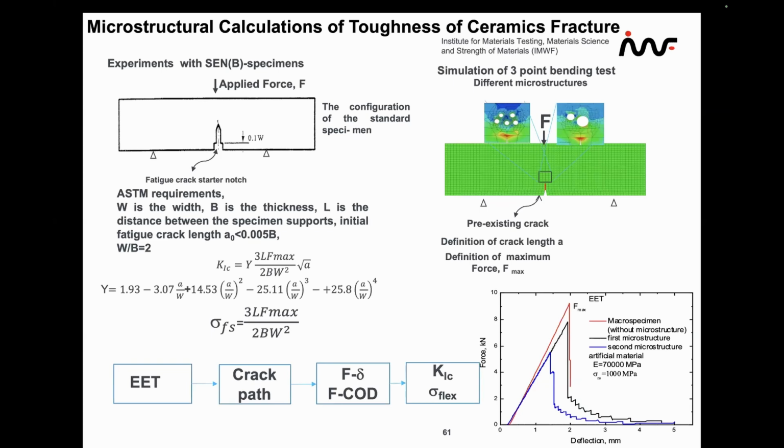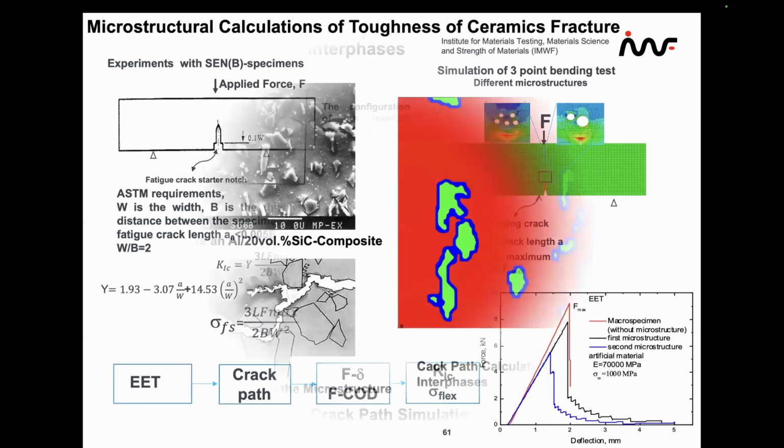In ceramics, there's a nice procedure to calculate toughness and strength from these bending tests. Here we use 2 different void situations, and you can see strong differences. Of course, larger voids are more detrimental, especially here in ceramics, than the smaller voids.